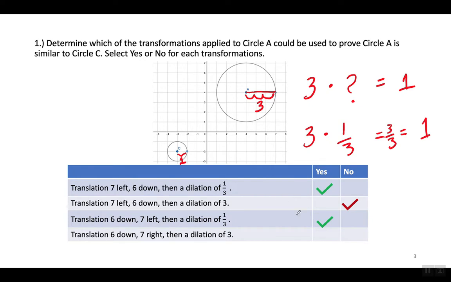Okay, now notice there's another answer that's correct. All right, this answer says the same thing as this answer. It's just that the translation is in a different order. Why did I put that in the review? I wonder why I would bother putting that in the review. All right, so there's 2 answers that are correct. And the last one is wrong because both the translation as well as the dilation are wrong.